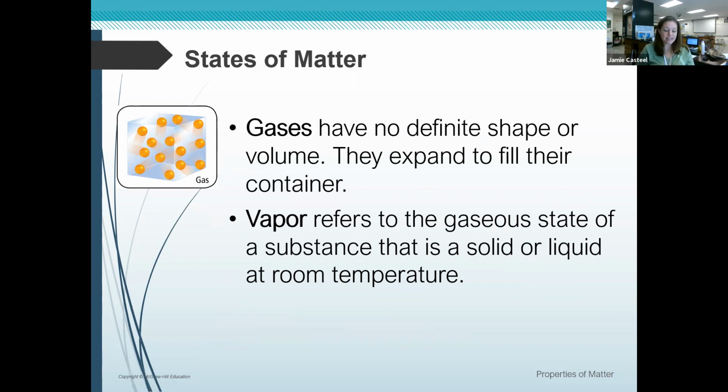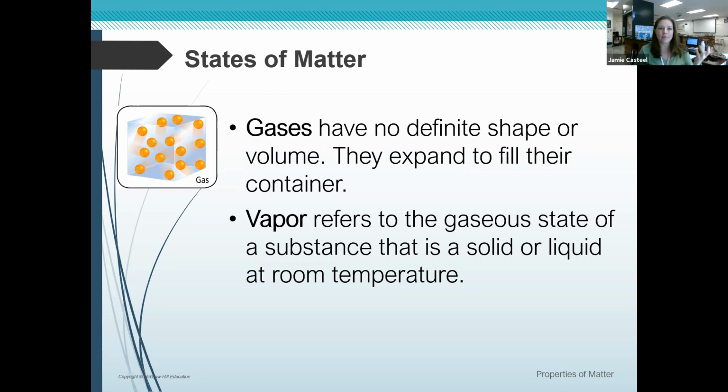So, what is the difference between vapor and gas? Well, I'm glad you asked that. Vapor refers to the gaseous state of a substance that is normally liquid or solid at room temperature. So when I talk about water, water or H2O is a liquid at room temperature. So when I boil water, I don't talk about the steam that comes out of it as a gas. Technically it is, but it's technically a vapor because it's been changed from the liquid form.